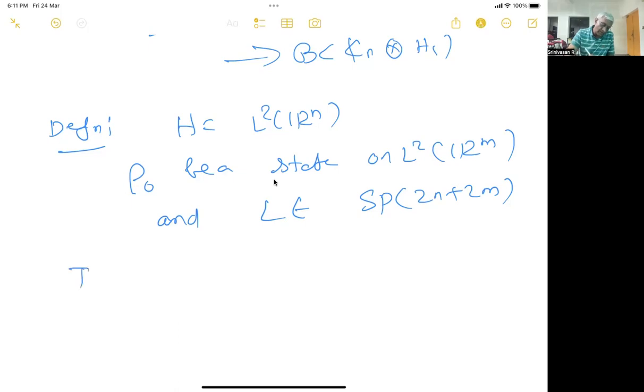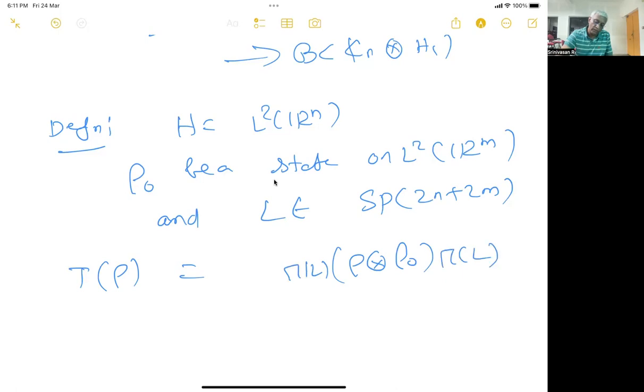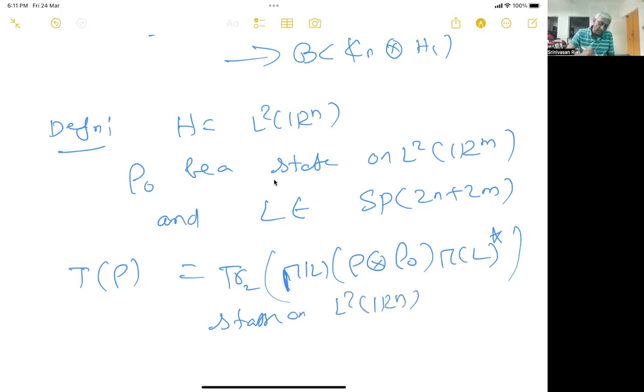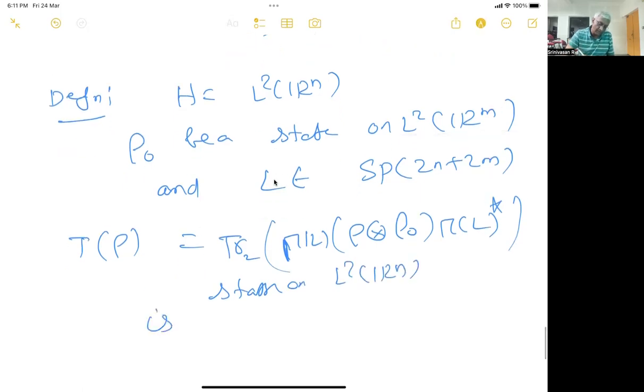is T of any rho equal to: first you take rho tensor rho naught. Now this becomes a state on L2 Rn tensor L2 Rm. Now you use the gamma of L, gamma of L star, L inverse, whatever you want, or even transpose. Now you take the trace 2. This is a state on L2 of Rm. This T is called a symplectic channel.